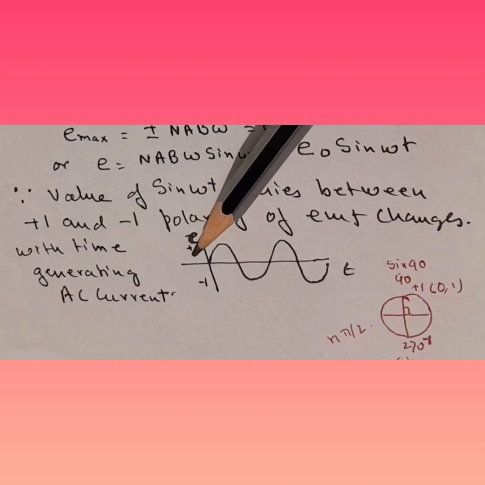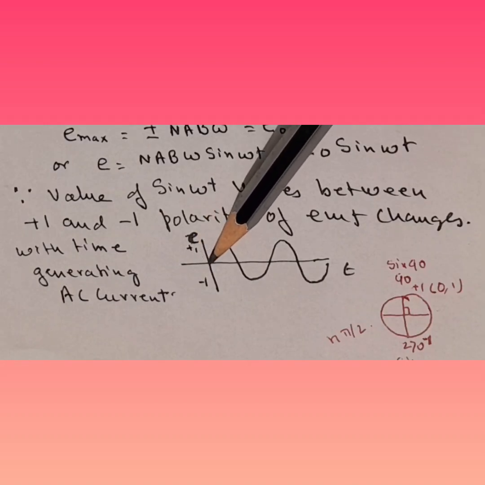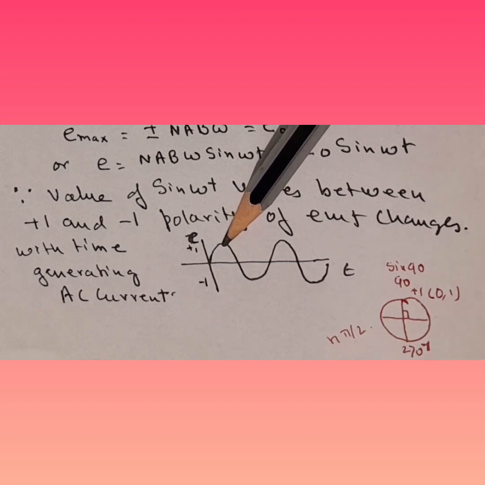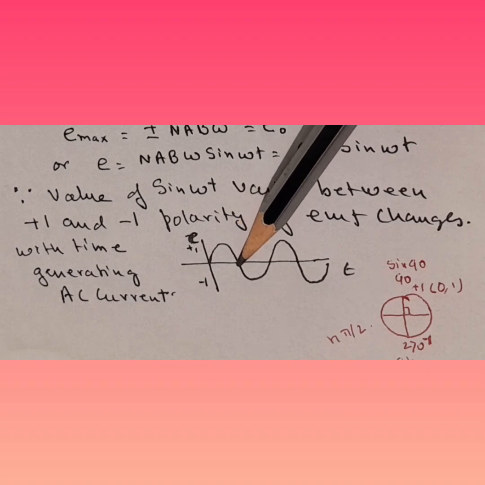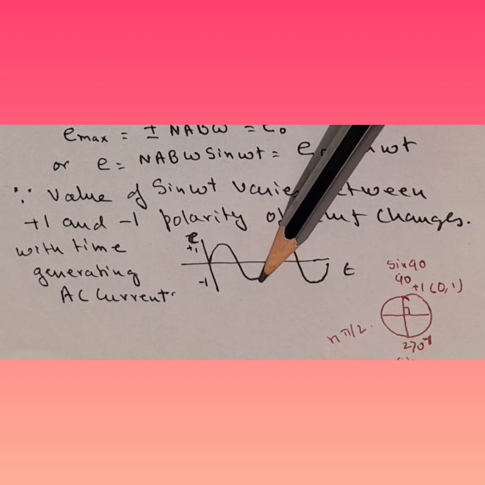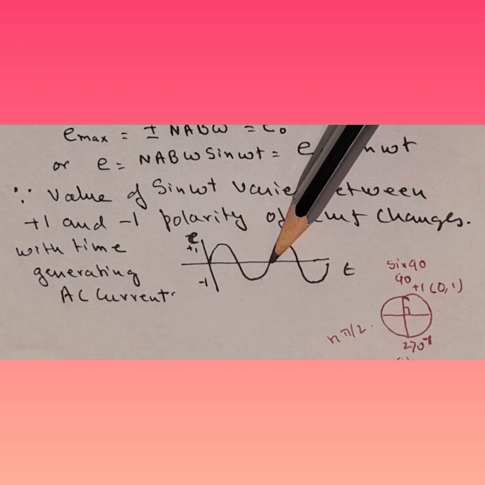The value of EMF would vary. It would be 0, and as the angle keeps on increasing from 0 to 90, the value of EMF also keeps on increasing. It would be positive maximum. Then from 90 to 180, at 180 again it would become 0. Then when it comes to 270, it would become negative maximum. And then when it comes to 360, it would be 0 again.